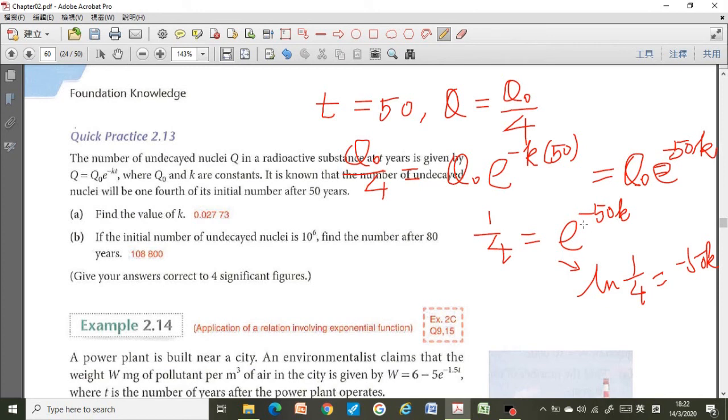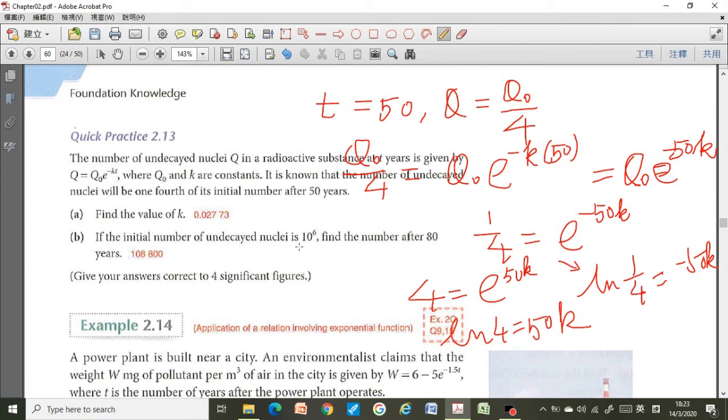We don't like the negative, but if you want to make this one positive, you take the reciprocal. That means you raise to the power negative 1 on both sides, and you will get 4 here. This one to the power negative 1 gives the reciprocal of 1/4, which is 4. And here the negative power gives e to the power 50k. Taking the logarithm, log 4 is just equal to 50k. Press your calculator, and k is equal to log 4 over 50, so you still get this answer.